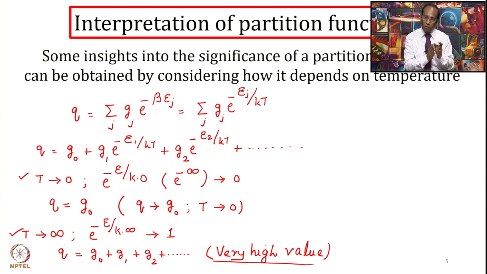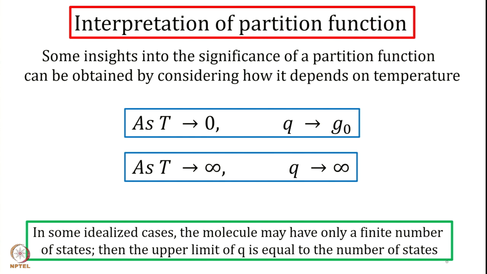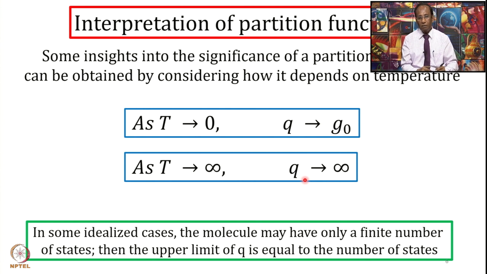That means the partition function gives an idea of how many states are thermally accessible at a given temperature. When T approaches 0, only the ground state is thermally accessible. When T approaches infinity, an infinite number of energy states are thermally accessible. Okay. That is what is highlighted in this slide. That as T approaches 0, we just discussed that Q approaches a value of g0. g0 is the degeneracy of the ground state. And when T approaches infinity, the Q value also approaches infinity. That means a very high number, many energy states are thermally accessible.